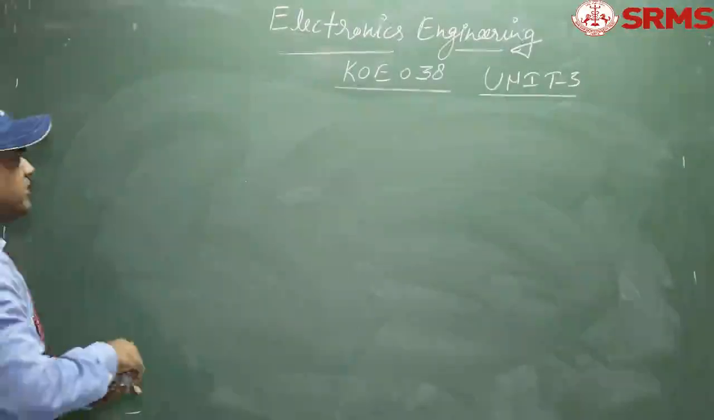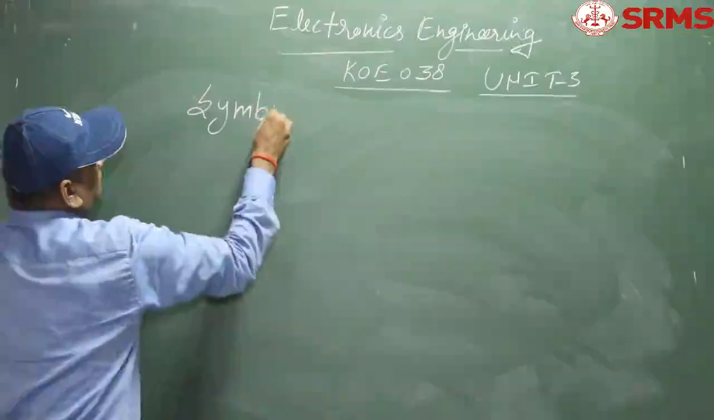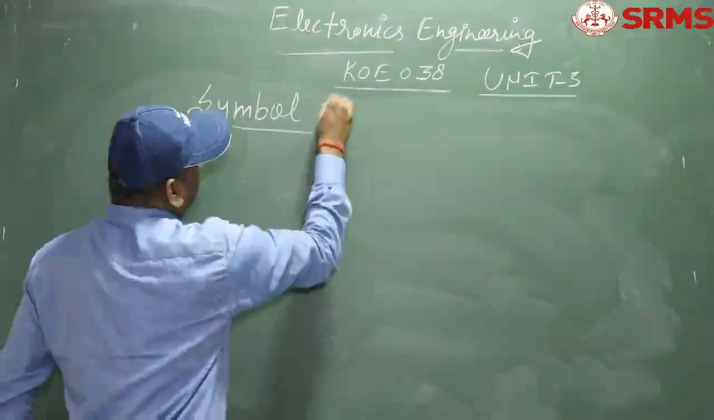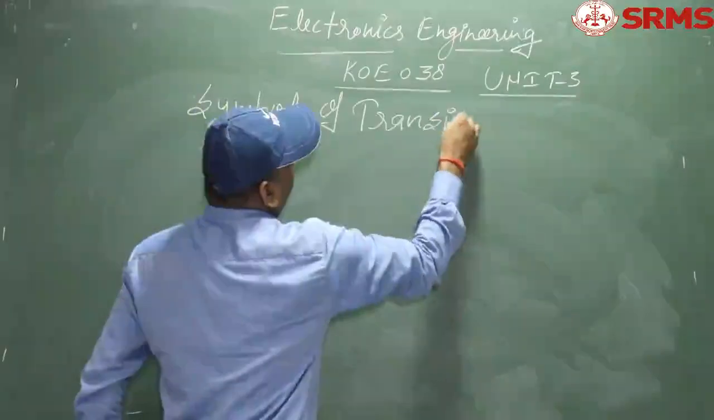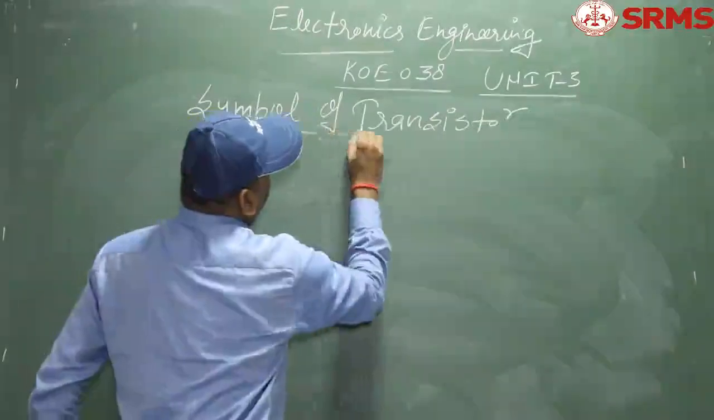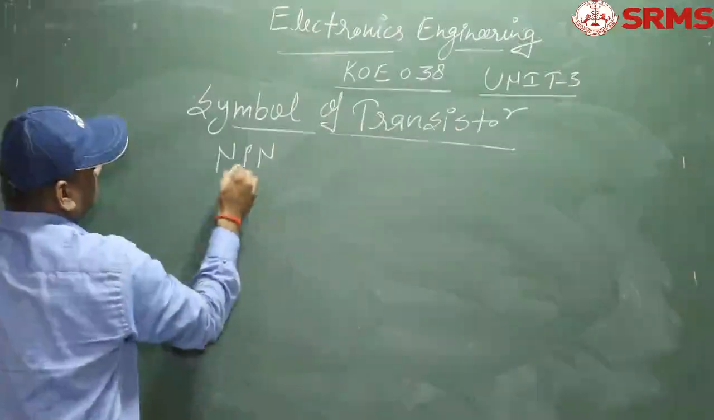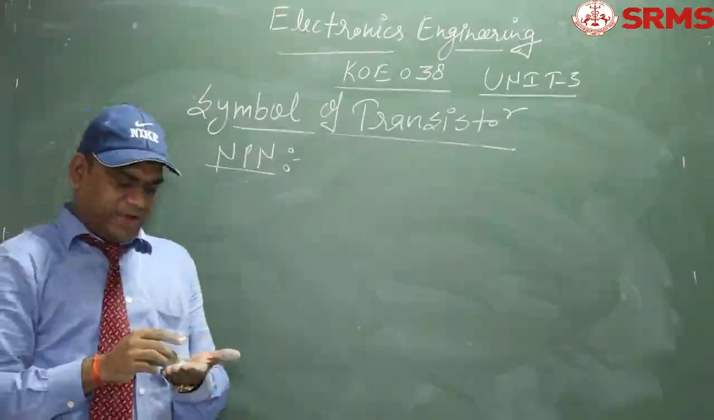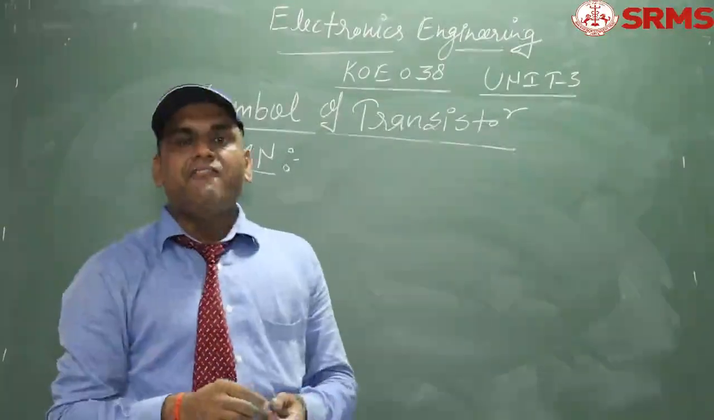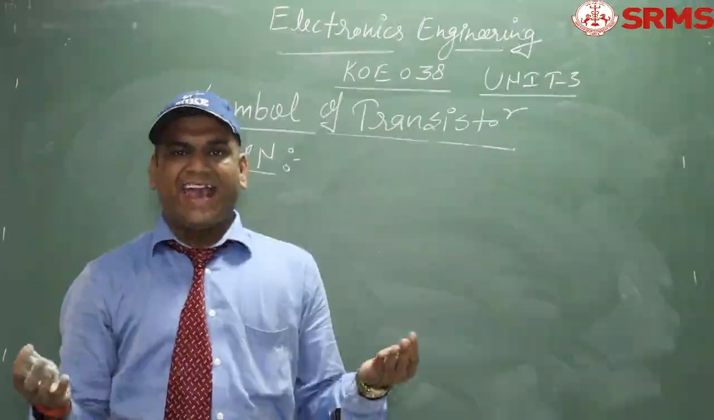Now we will discuss the symbol of NPN and PNP transistor. We will start with NPN transistor. So how can we draw the symbol of NPN transistor? As we are aware, in the transistor we have three terminals: emitter, base and collector.